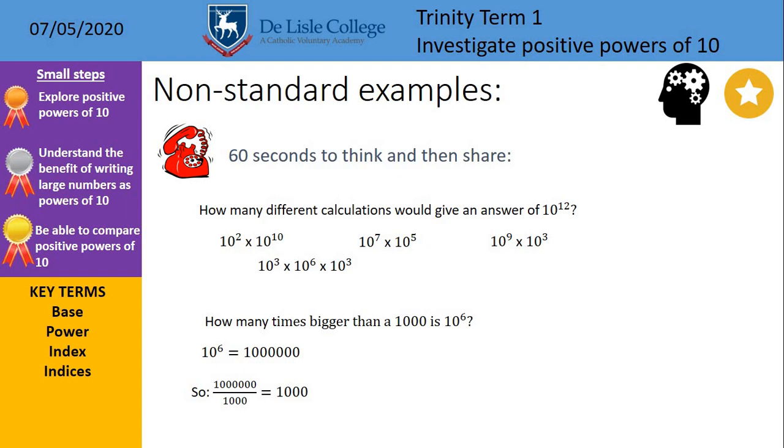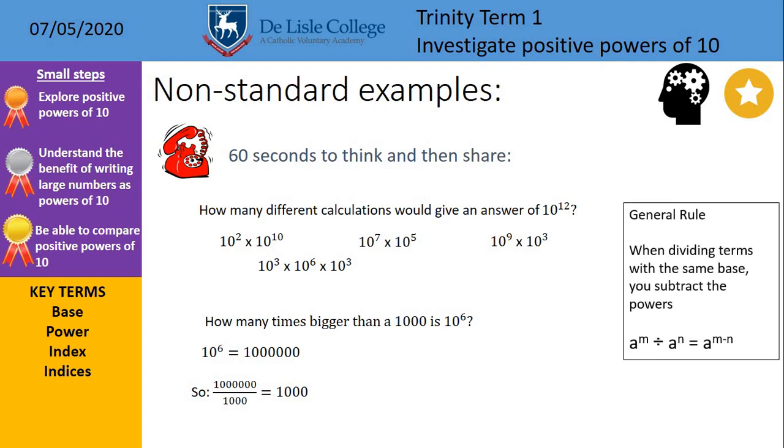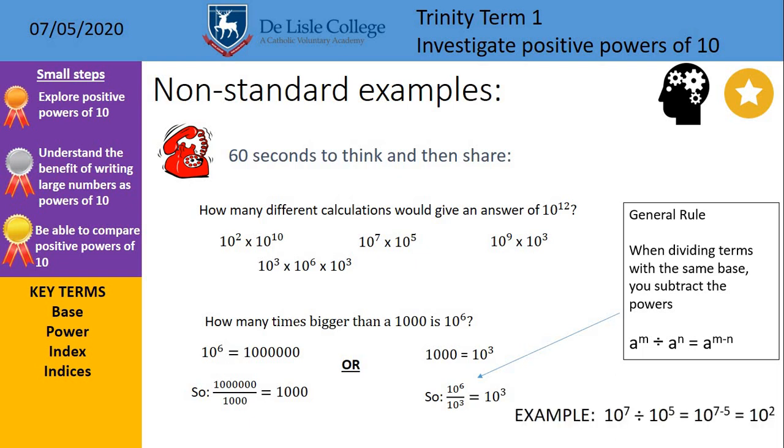Or the second option, which again we will look at in further detail in a couple of lessons down the line, is to look at both of them as standard form. So 10 to the power of 6 divided by 1,000, and 1,000 can be written as 10 to the power of 3. So 10 to the power of 6 divided by 10 to the power of 3 is 10 to the power of 3. Okay, and we've got another general rule. When dividing terms with the same base, you subtract the powers. A to the power of m divided by a to the power of n will become a to the power of m minus n.